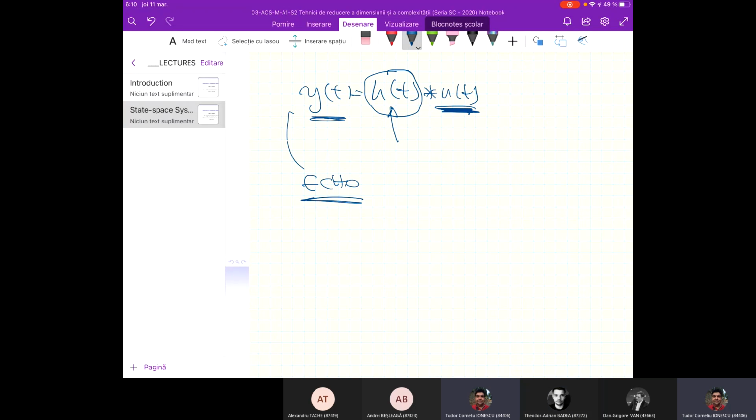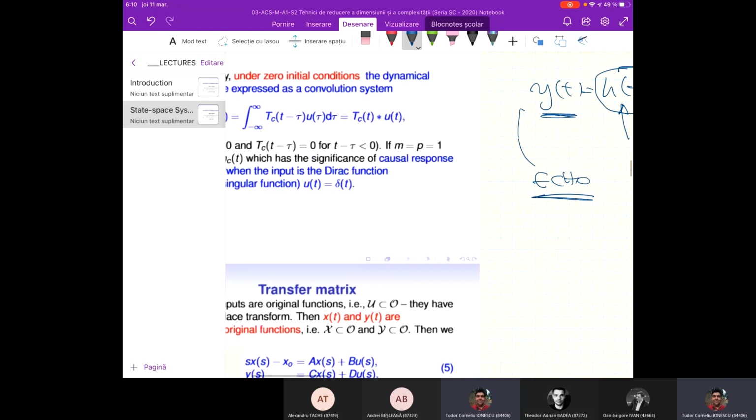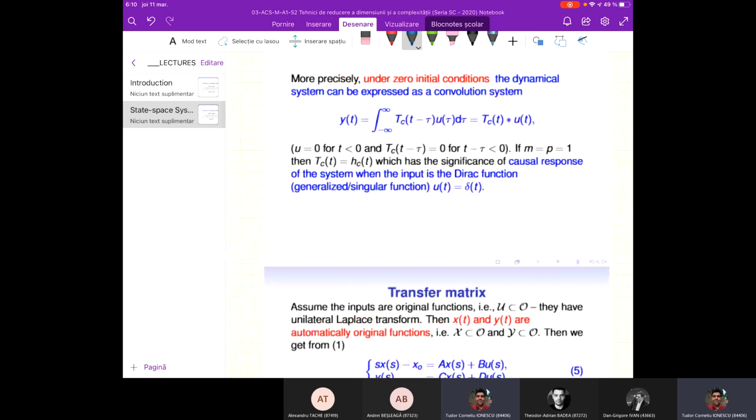So essentially, any forced output y of the system is the convolution, the echo, of a signal u through the system described by this function Tc or by the four matrices A, B, C, D.